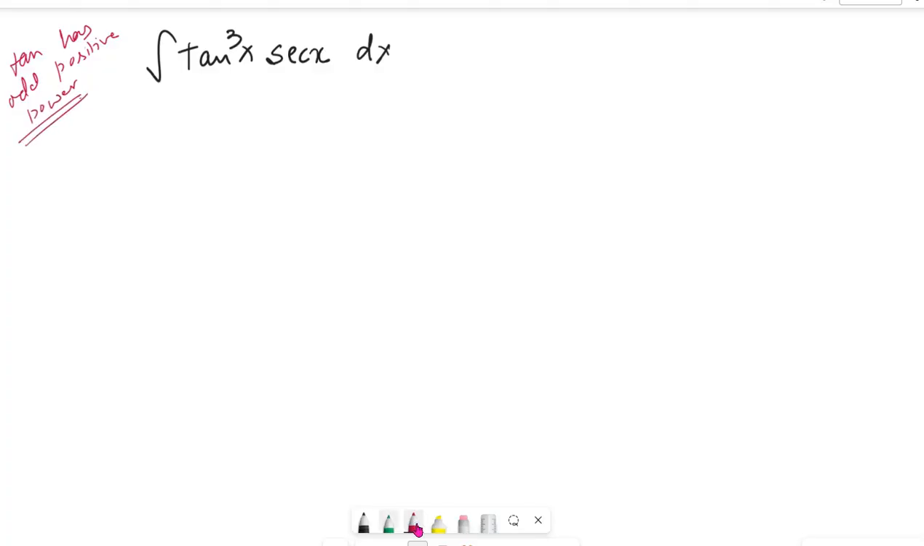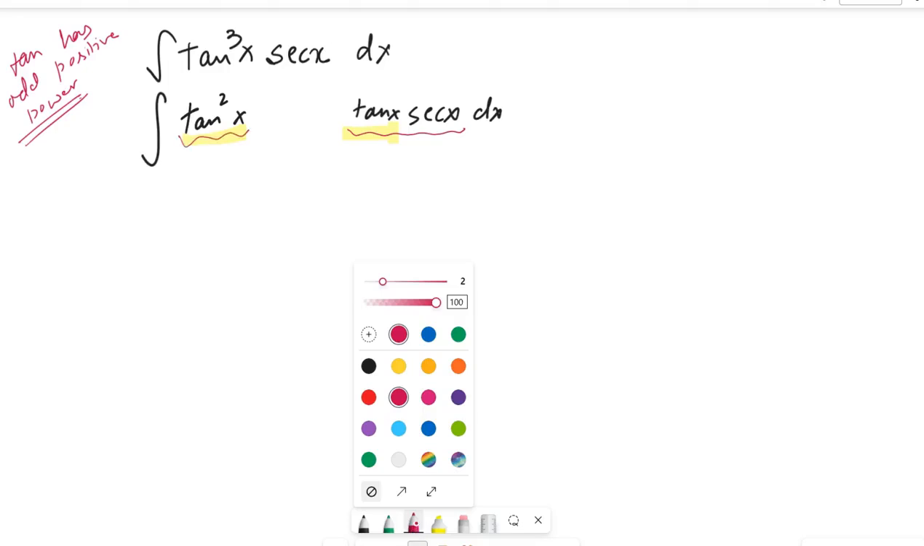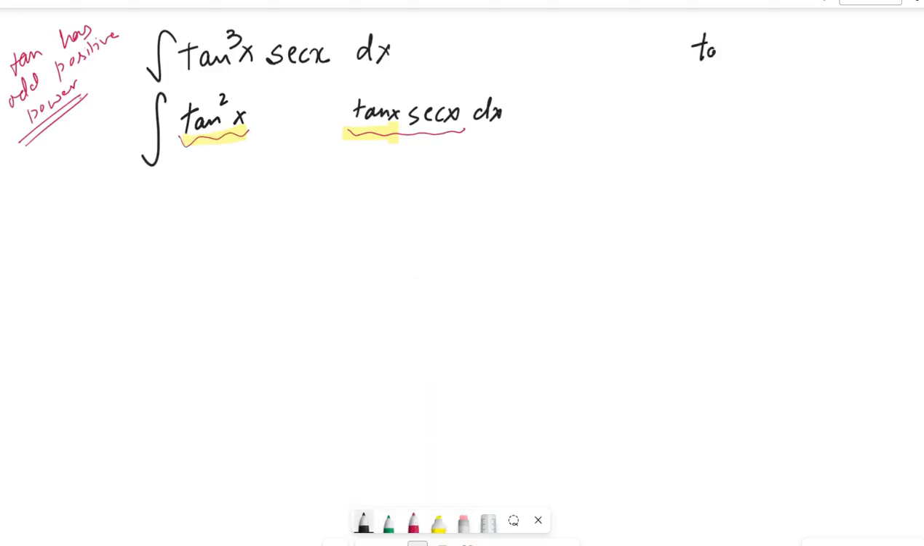If that is the case, the technique is you split it in such a way that one tangent x and one secant x is saved and everything else you can split up. So tangent cubed x, I split it into tangent squared and tangent, and there was a secant x. So I want to hold on to one tangent x and secant x, and the remaining tangent power I want to replace by the formula tangent squared x is equal to secant squared x minus 1.